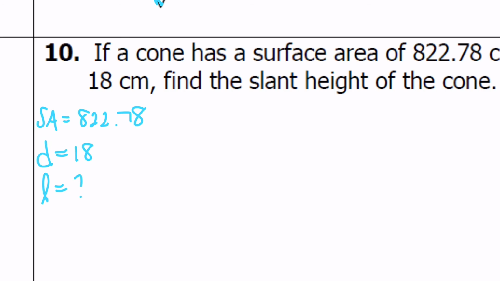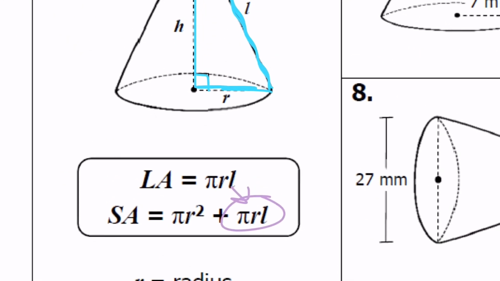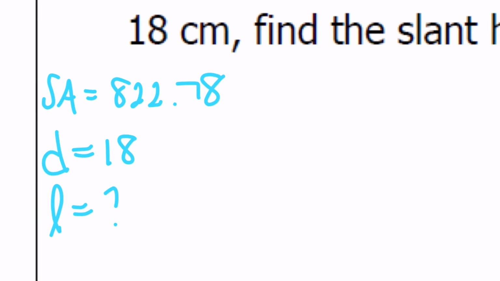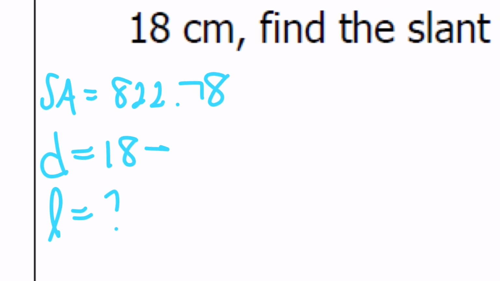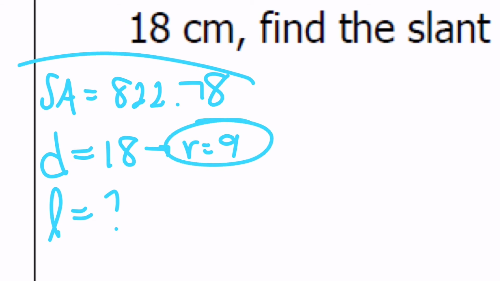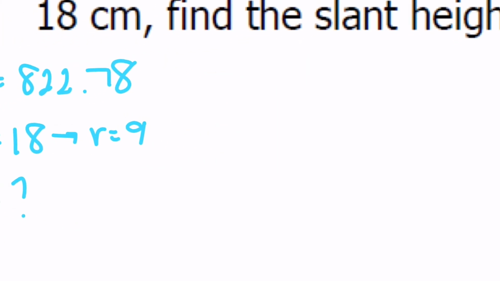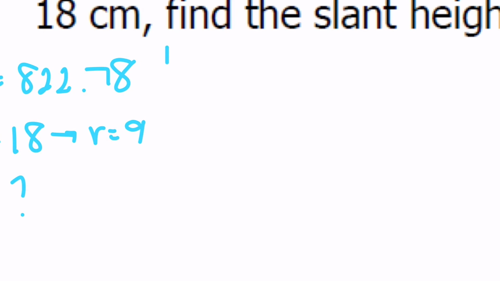Well, diameter isn't anywhere in my formula for surface area of a cone, but radius is. Remember, radius is half of the diameter. So diameter means that the radius equals 9. So take these two things, plug them into your equation for surface area of a cone, and solve. So I'll go ahead and set that up at least.